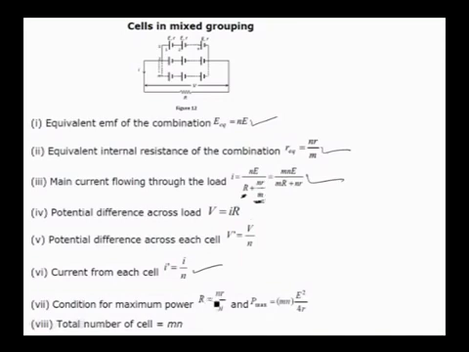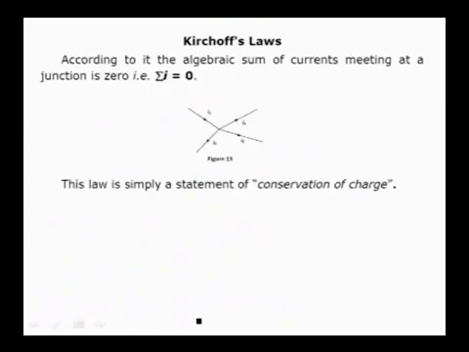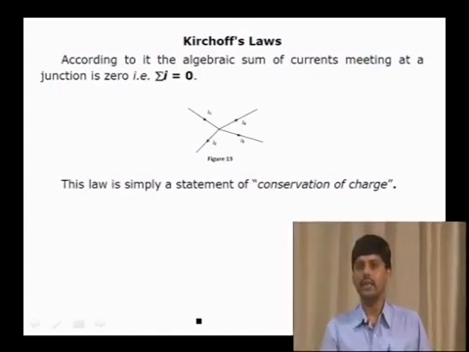So that is R equal to Nr divided by M, then the power is maximum. The total number of cells in this combination is equal to M into N. Next we will move on to the Kirchhoff laws. According to it, the algebraic sum of the current meeting at a junction is 0. Mathematically, we can write sigma I is equal to 0.